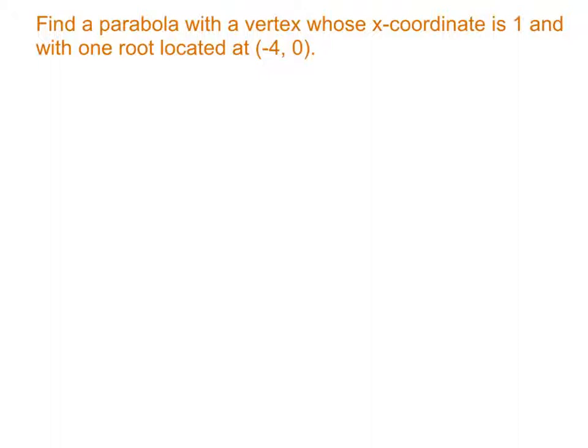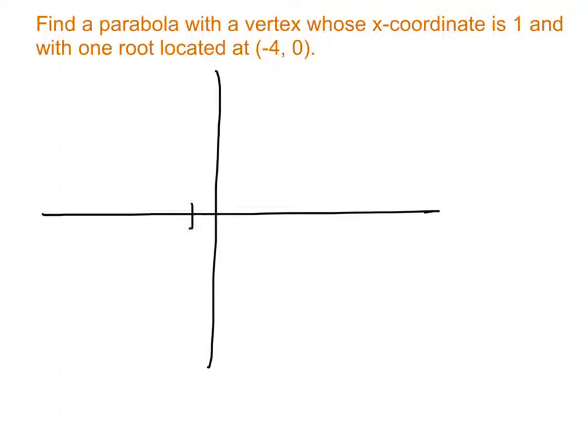They're giving us one root and the x-coordinate of the vertex. So let's just see what they're giving us on a picture. So I'm going to go ahead and draw my tick marks. So I have one root located here at -4. Let me draw in my tick marks over on this side. So 1, 2, 3, 4, 5, 6, 7, 8, 9. Okay. And it has an x-coordinate at 1.